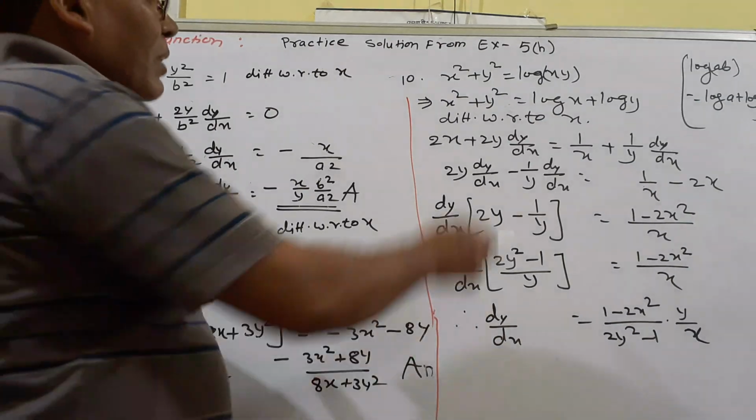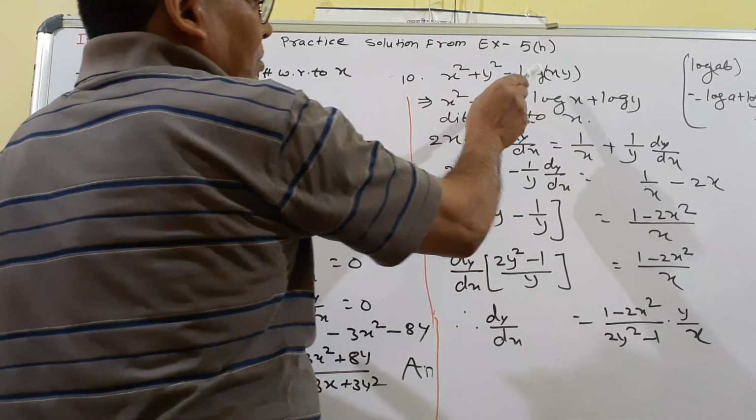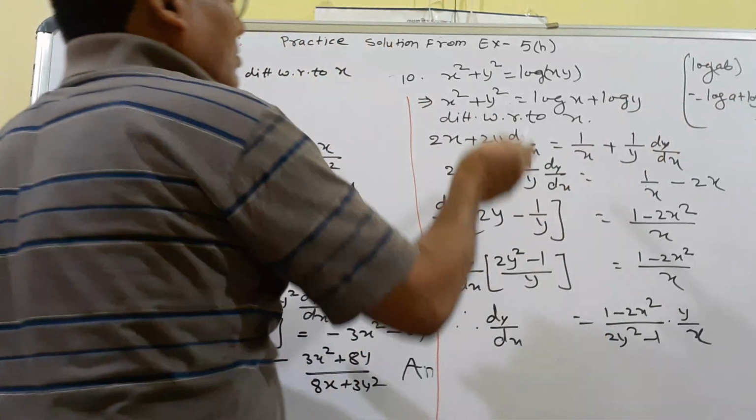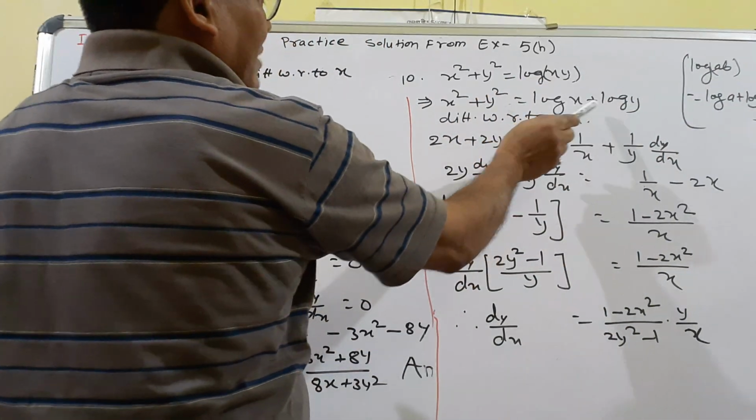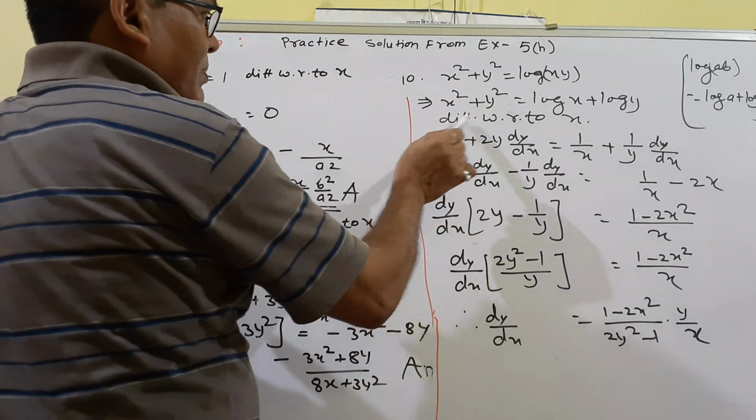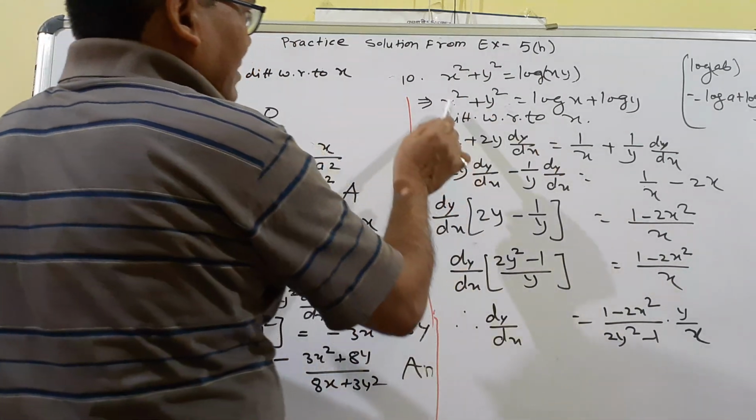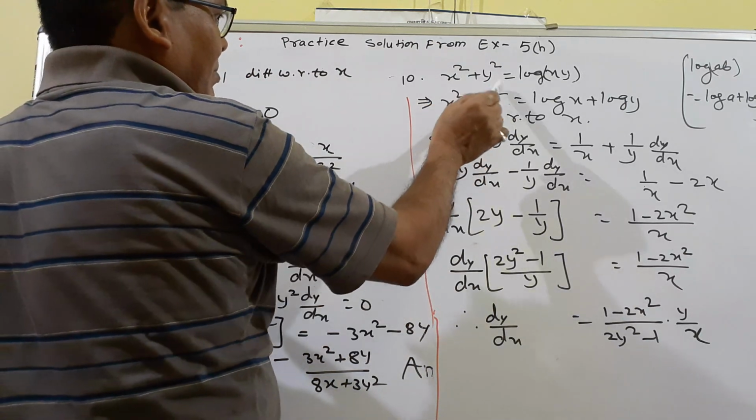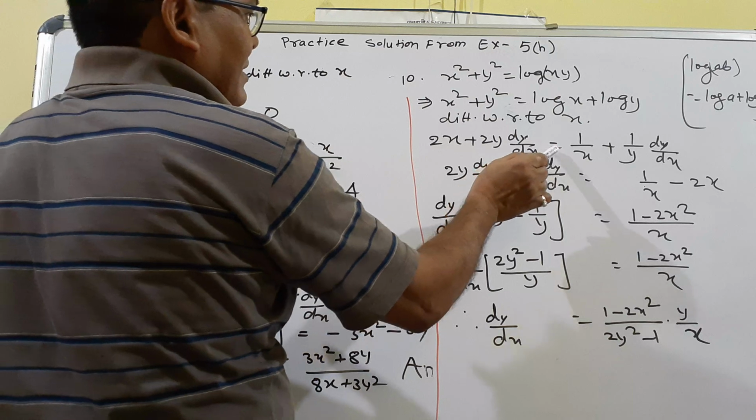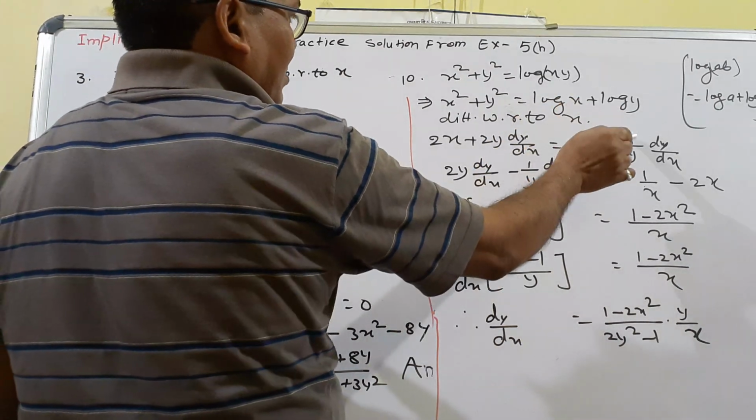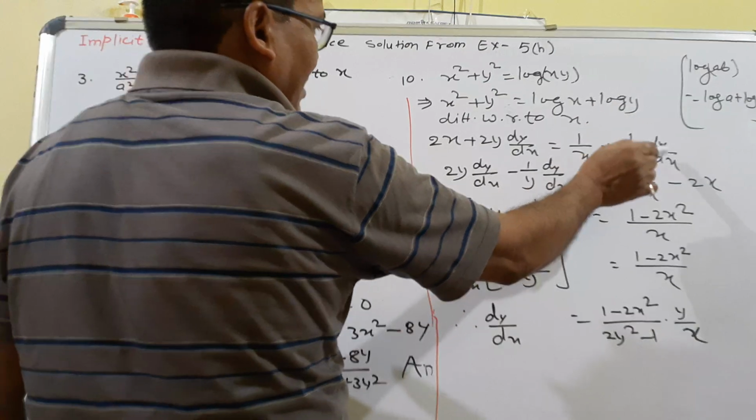First of all you have to break log xy. You know the formula, log AB is equal to log A plus log B. So here log xy is equal to log x plus log y. This part remains as it is. Now differentiate with respect to x. Then the derivative of x squared is 2x, the derivative of y squared is 2y dy by dx, equal to the derivative of log x, 1 by x, plus the derivative of log y, 1 by y dy by dx.